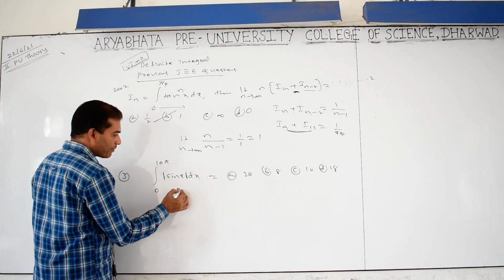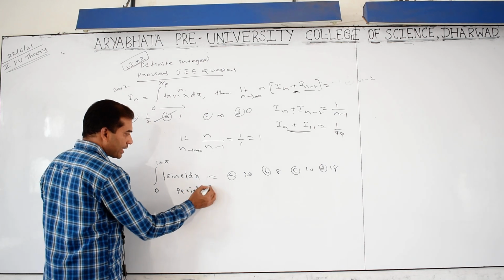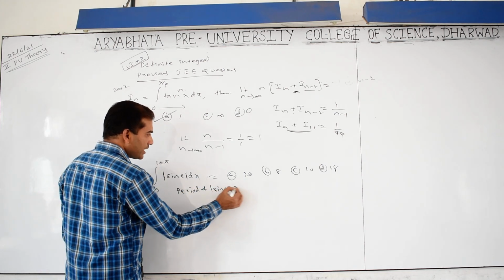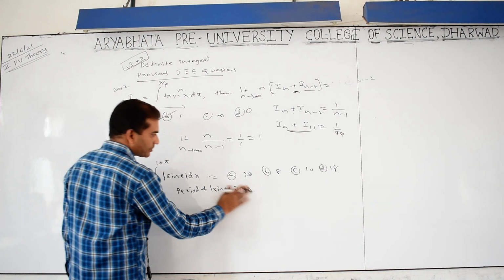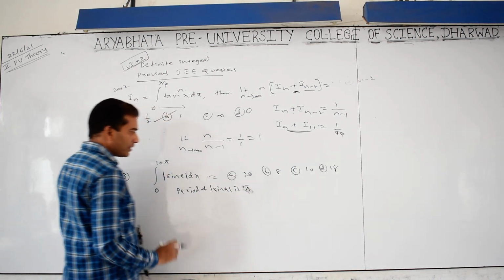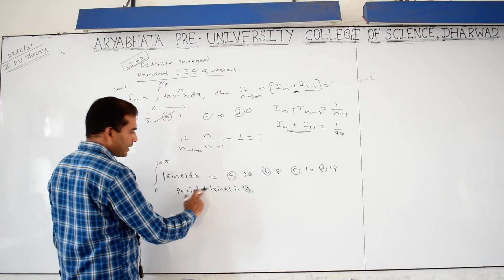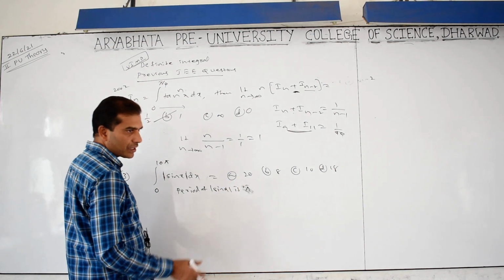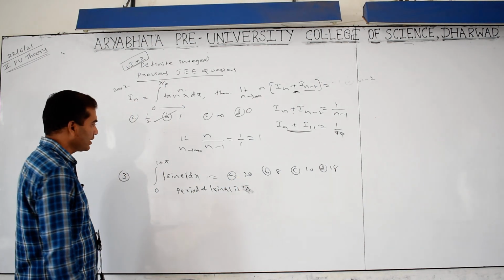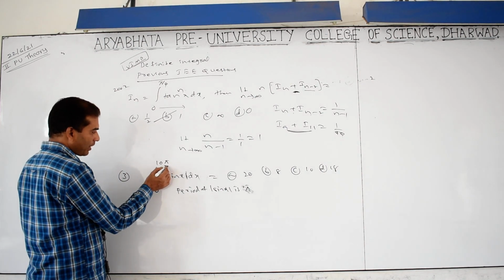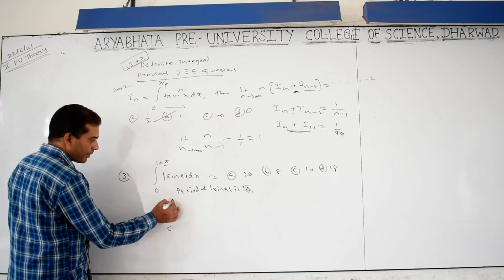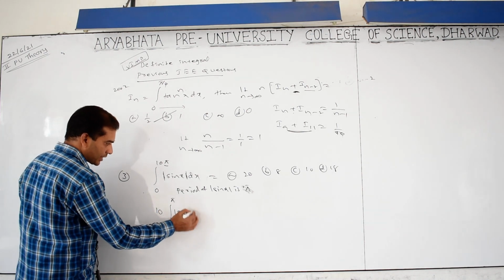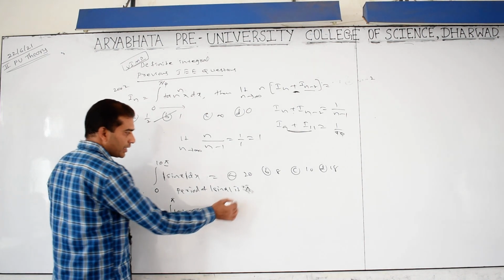What is the period of |sin x|? Okay, in that interval it will be repeated. The period of sin x alone is 2π, but the period of |sin x| is π. So by the property, this becomes 10 times the integral from 0 to π of |sin x| dx, right?